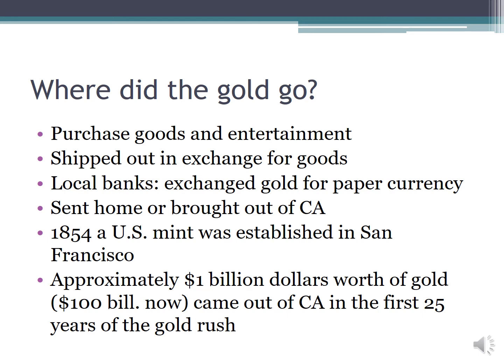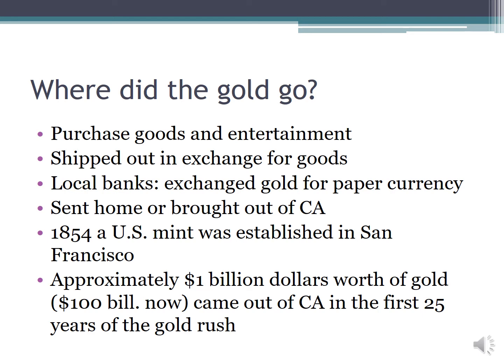Sometimes the gold would actually leave California, because traders would come to California with ships laden with all types of goods from the East Coast or from other parts of the world, and that would be exchanged as well. So the gold was leaving California and going elsewhere.